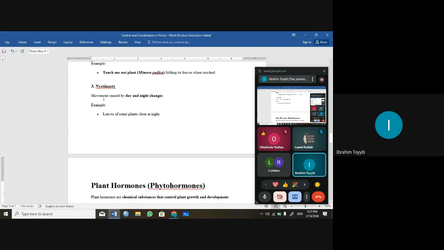Nictinasty. So this is movement caused by day and night changes. Some leaves of some plants close at night. So that's what is called nictinasty.